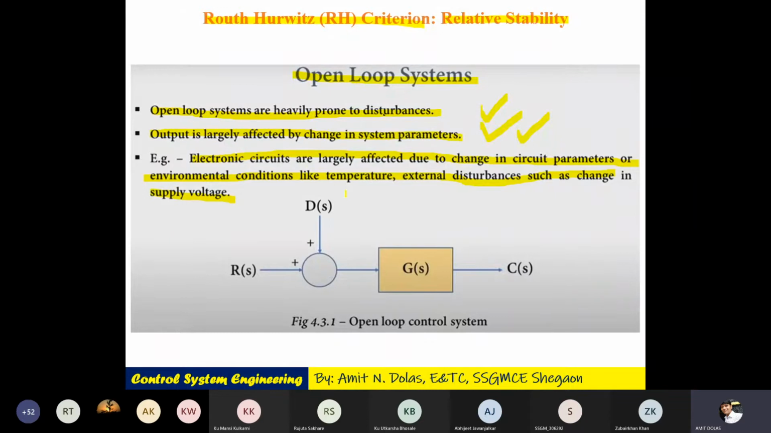We already considered an example of air conditioner. In an open loop air conditioner, these disturbances will heavily change the output if there is no closed loop. So this is kind of open loop and not recommended, of course.